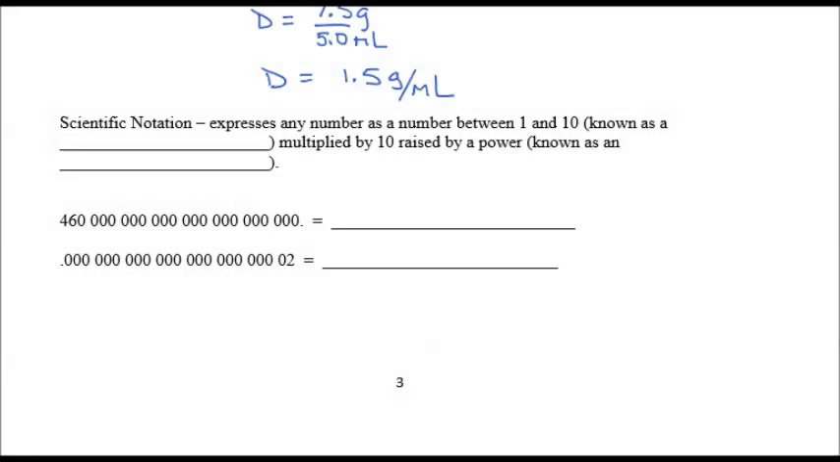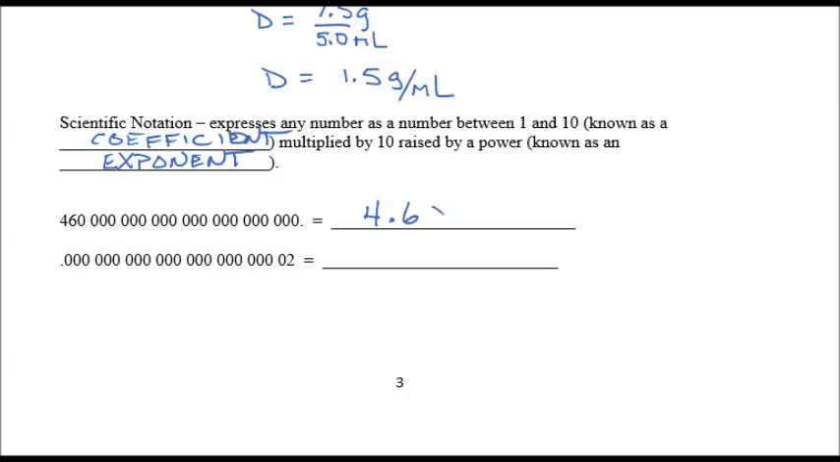We're going to continue on now with Chapter 2 and deal with scientific notation. This expresses any number as a number between 1 and 10, which is known as a coefficient, multiplied by 10 raised to a power, which is known as an exponent. So the basic concept is we find a number between 1 and 10, and that is where we put our decimal. So the number between 1 and 10 is 4.6.